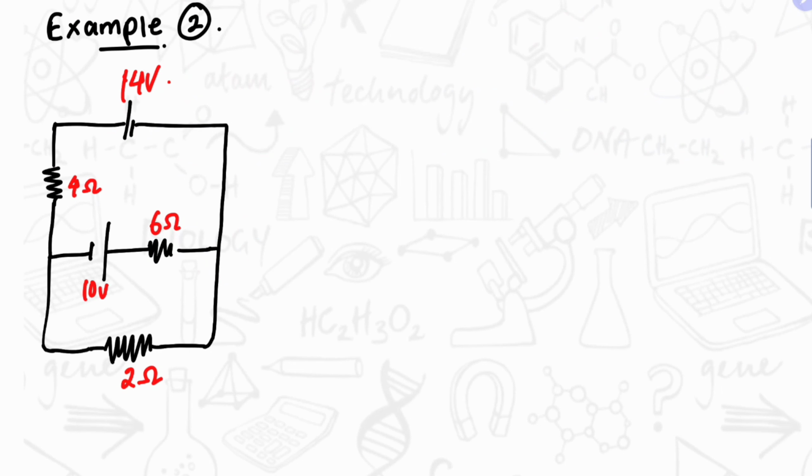Now let's move on to the second example. First of all, let's mark the current. This is I1, and if this is I2, this will be I1 minus I2 according to the junction law. And next, let's mark the direction of increment of potential. It is from negative to positive for cells, and for resistors it is in the direction opposite to the current flow. So it will be like this.